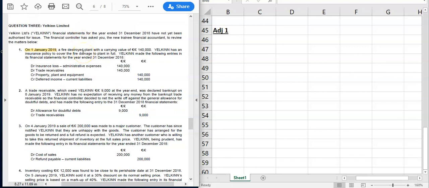This was not there on the 31st of December. Now it happens to be 1 day later, but the plant wasn't destroyed by fire at the year end. It happened after the reporting period. So that is what we're calling a non-adjusting event.